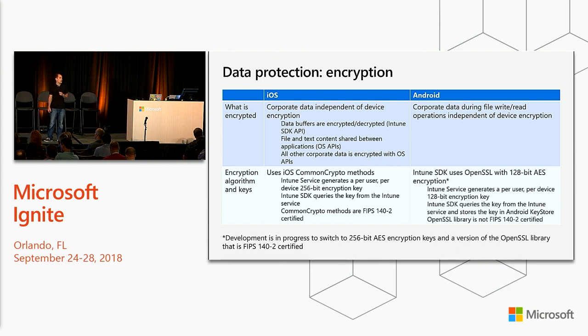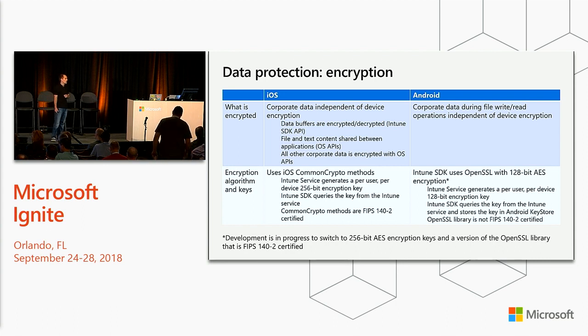Now, the difference in Android and iOS is that we don't leverage the native encryption capabilities within the Android platform, because the Android platform is very diverse. And so we built our own encryption stack leveraging OpenSSL. Now, today that leverages a 128-bit encryption key, again, per user, per device, again, stored within the Intune service. We are upgrading that to a 256-bit encryption key, hopefully by the end of the year.